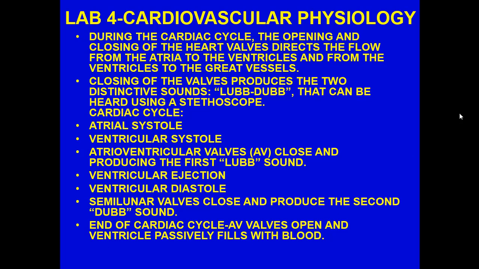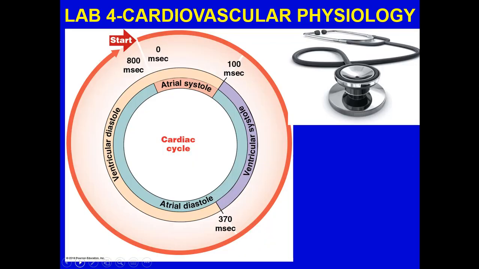End of the cardiac cycle, the AV valves will open and the ventricles will passively fill up with blood. So you have atrial systole, ventricular systole. And as you finish with the atrial systole, the atrial diastole will continue. Then at a certain point, you're going to have here the ventricular diastole. All of this is occurring in 800 milliseconds. Milli is thousandths. So basically, in 0.8 seconds, all of this occurs.